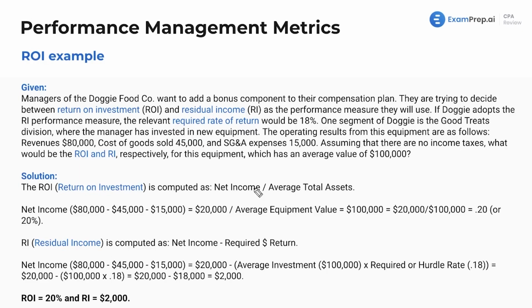Now, you might be like, "Oh, we didn't go over this on the previous slide." Net income divided by average total assets. Well, generally, this is the best way to measure your invested capital, right? Your average total assets invested into this project. So what's the ROI for the specific equipment, which has an average value of 100? That's again the best way to get invested capital amount. And then write out your residual income formula, which is the net income minus the required return in dollars.